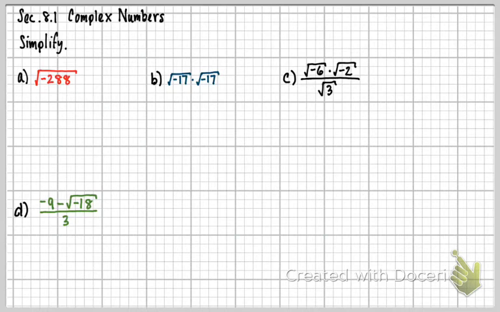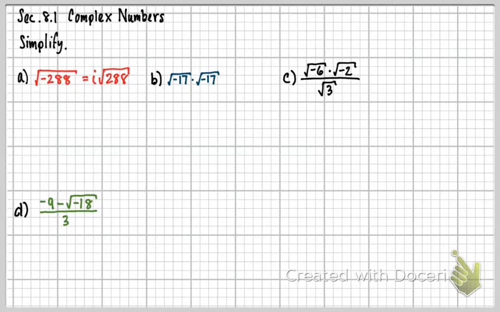So let's say for the first one, do you guys remember that rule we had? And I talked about it in the last video. It was the square root of negative a equals i square root of a. So we're going to use that here first. So that means this would equal i square root 288. And from there, we can actually now simplify the square root of 288.